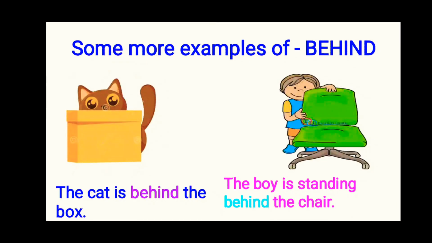Look at some more examples. Here the cat is being covered by this box. So the cat is behind the box. Here this boy is being covered by this chair. So the boy is standing behind the chair.